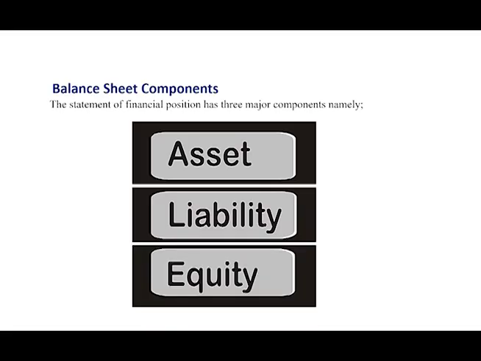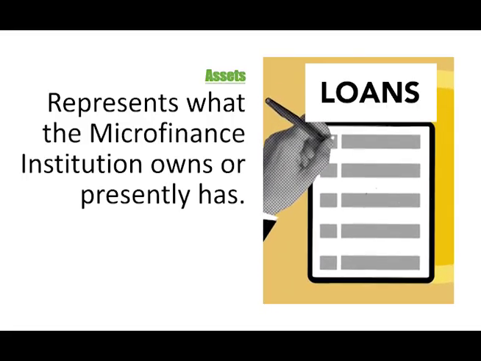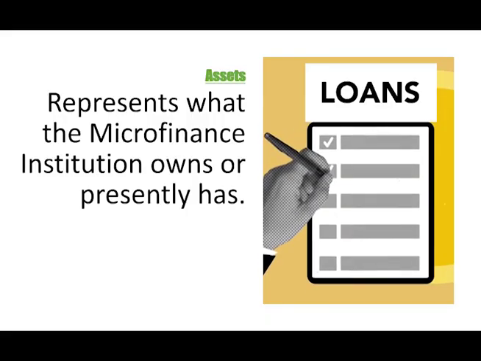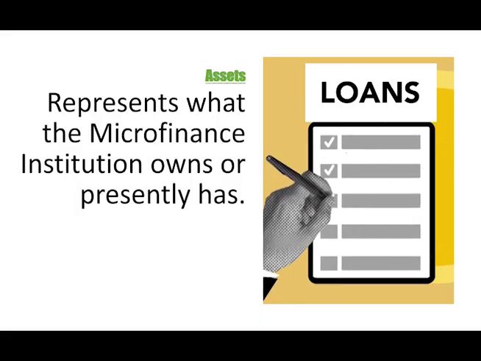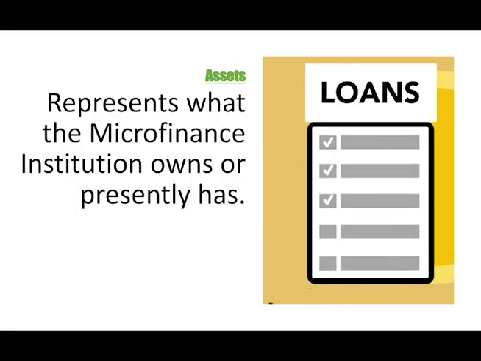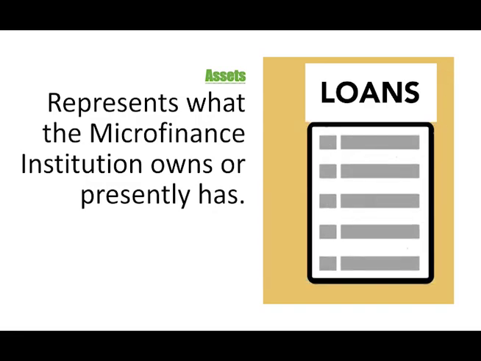Assets. This represents what the microfinance institution owns or presently has. Most organizations seek funds externally or borrow money from other sources in order to build their asset base. These borrowed funds are invested into the MFI's activities. The International Financial Reporting Standard recommends that assets be recorded according to their uses. Let's look at the asset items.